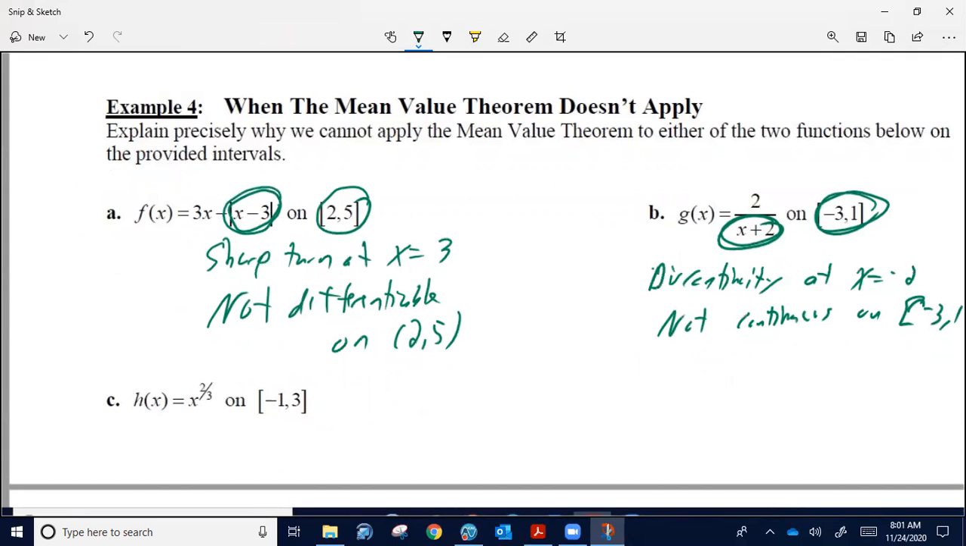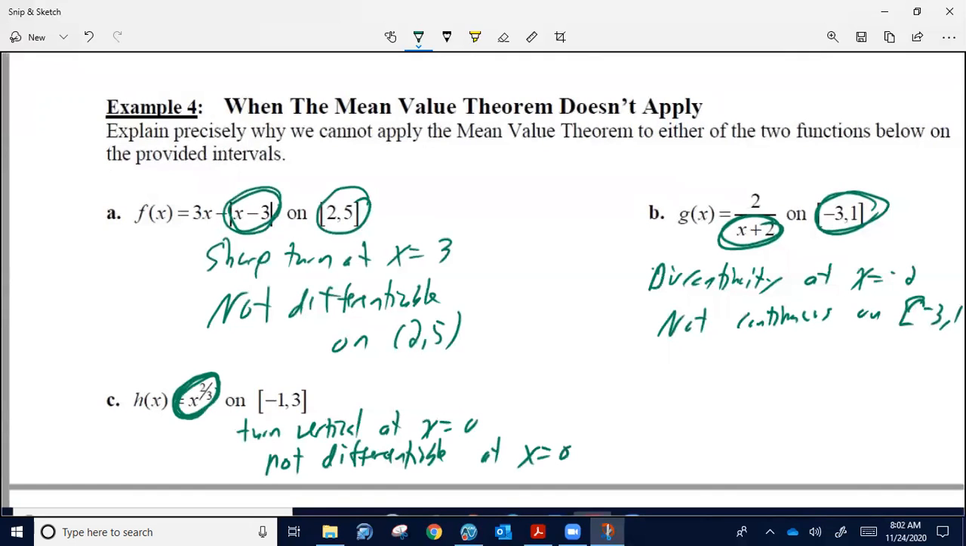And finally, this x to the 2/3, these cubed roots turn vertical at 0 here. That's a vertical. Remember, you can't go vertical. You can't have a sharp turn, you can't go vertical. This tends to happen for the cubed roots. So not differentiable at x equal to 0. All right, got to be continuous, you got to be differentiable.